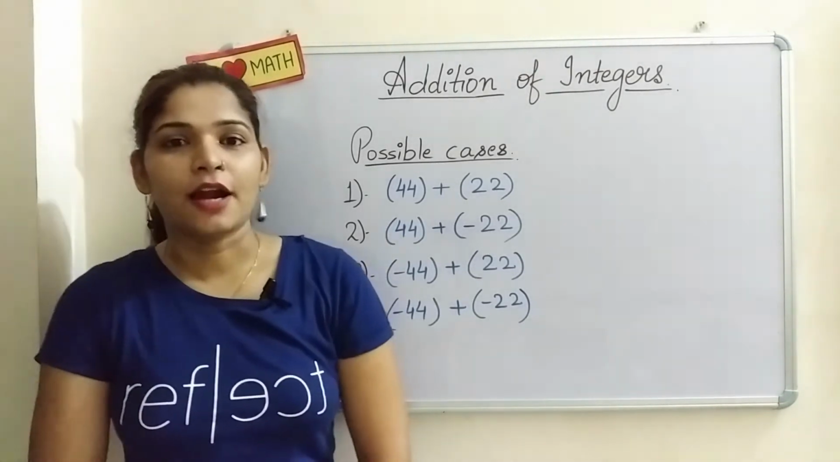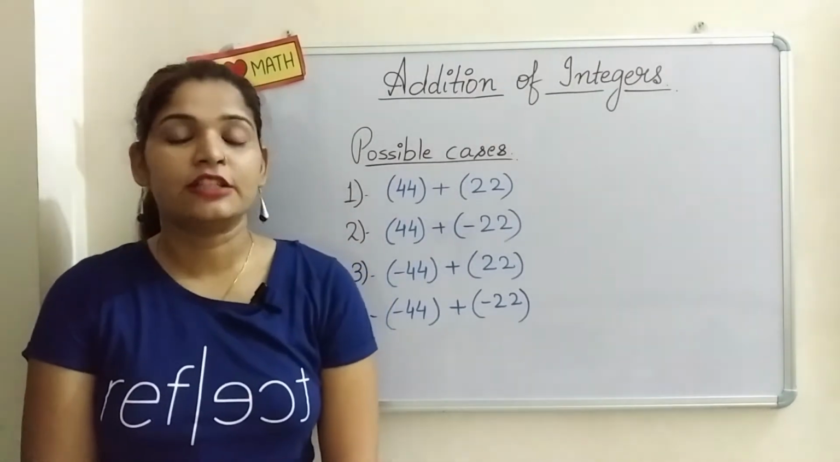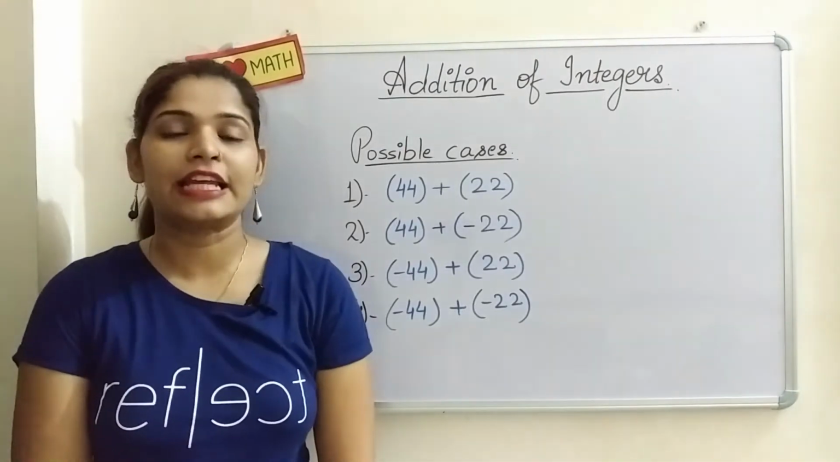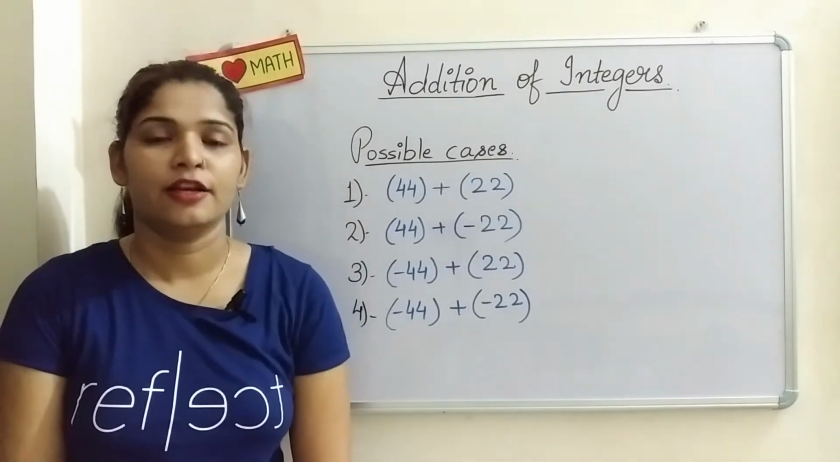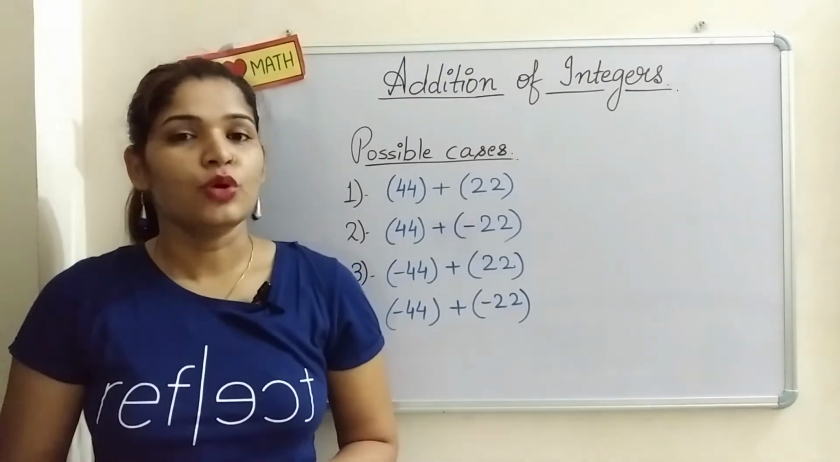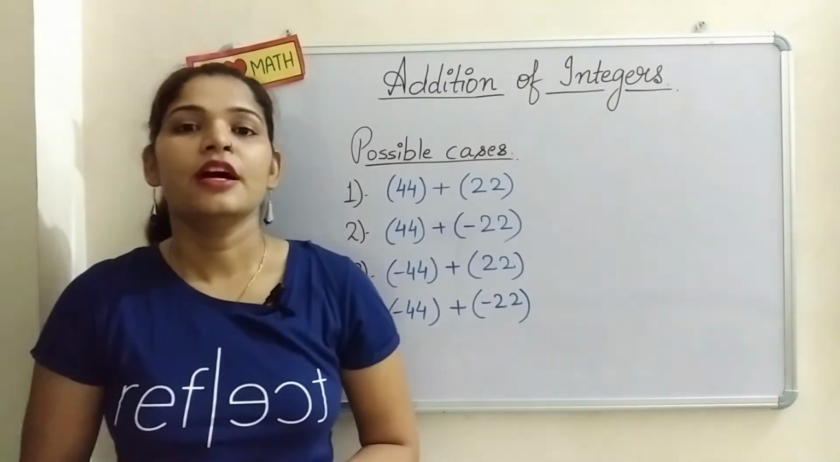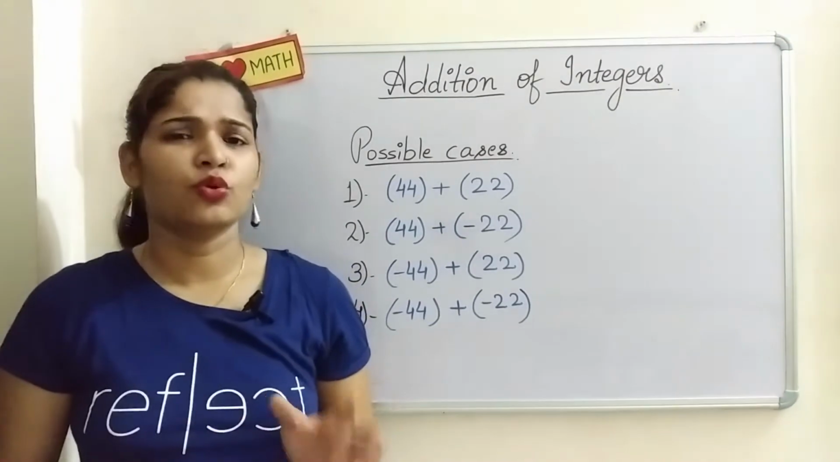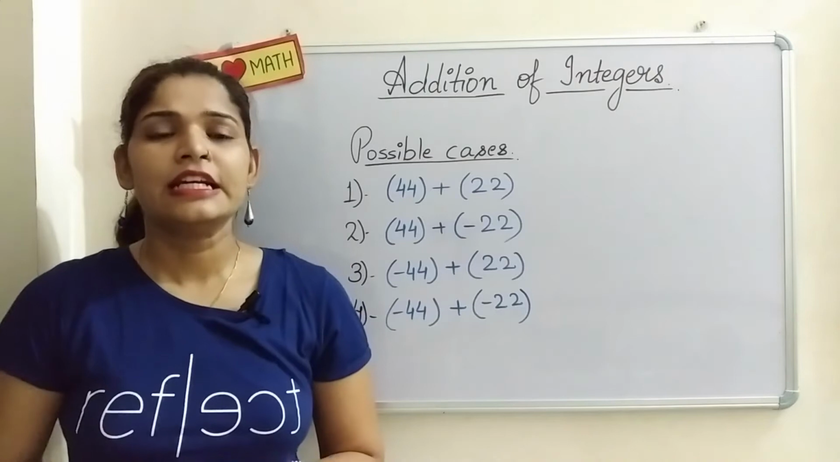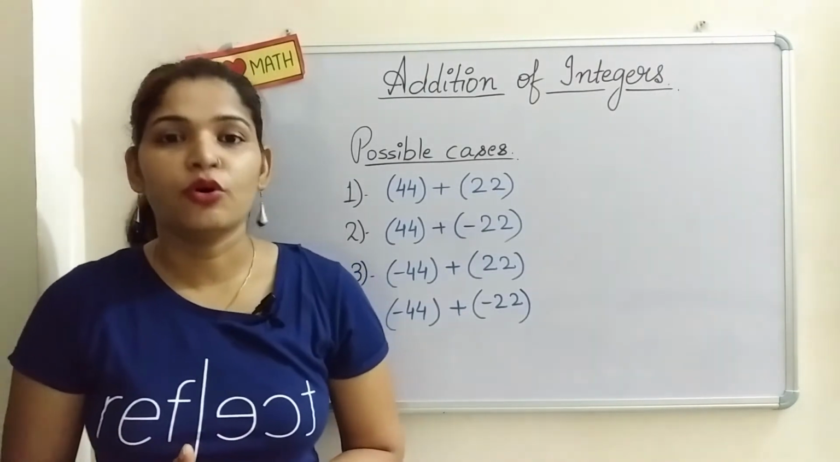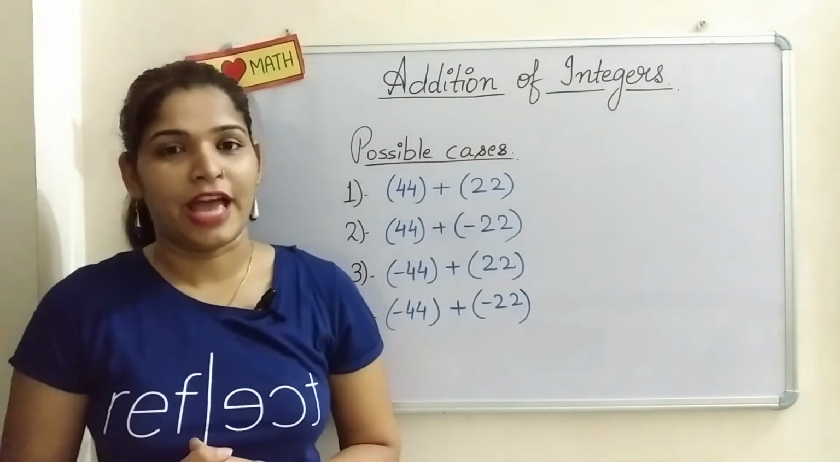So children, in our previous video we learned the concept of integers and how to add and subtract integers using the number line. Although the number line method is easy to understand for addition, it is limited to some extent, like limited to only one or two digit numbers. And we have also learned about the absolute value or the numeric value of an integer.